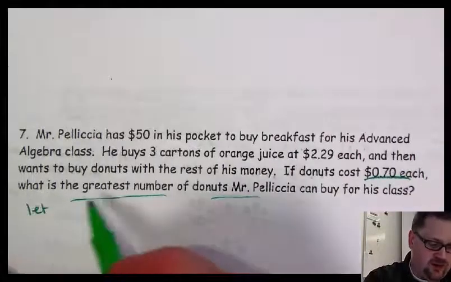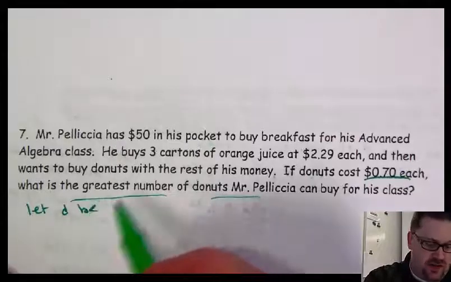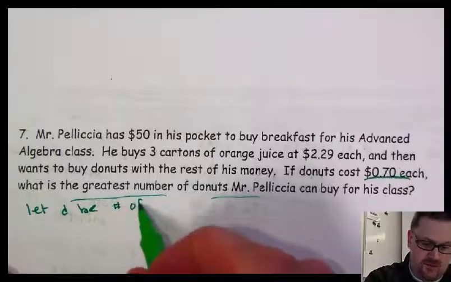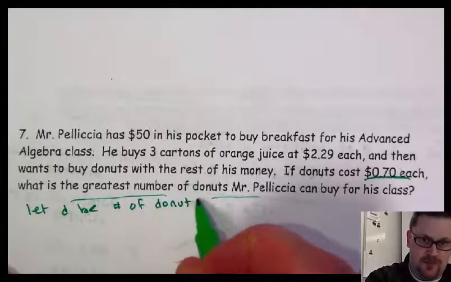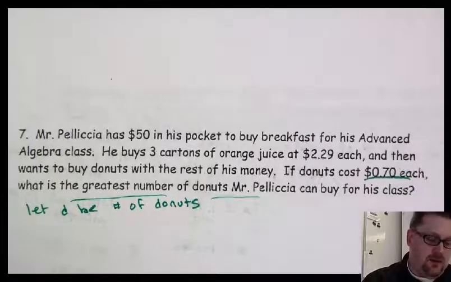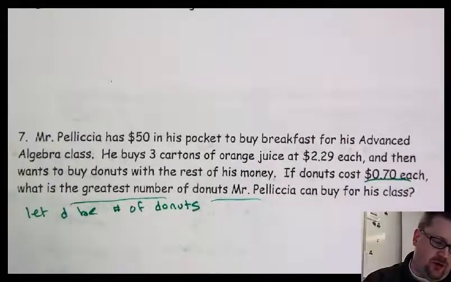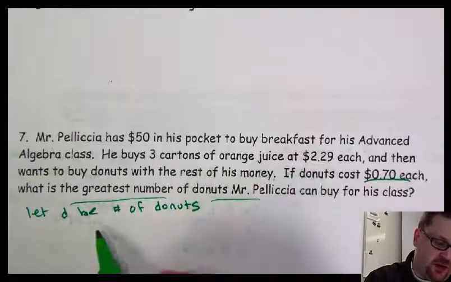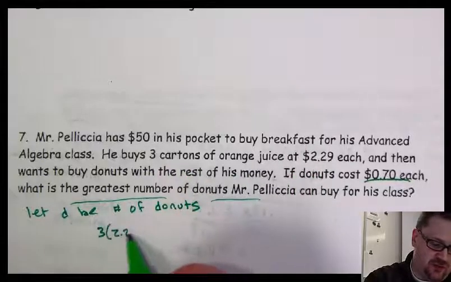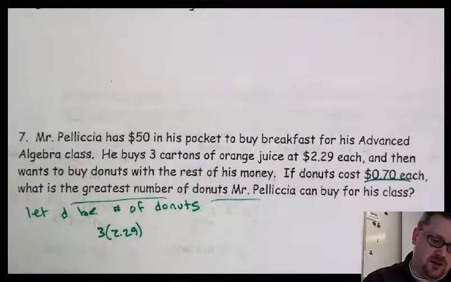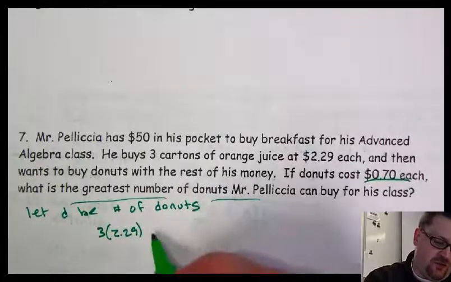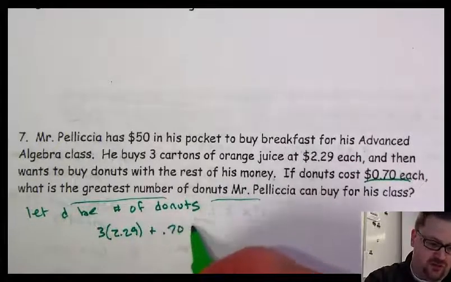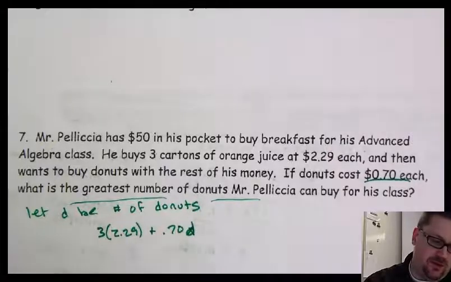We're going to let D be the number of donuts. Okay, and now we need to write our inequality. We are going to buy 3 cartons of orange juice at $2.29 each. So we have 3 times $2.29. And then we're going to buy some donuts worth 70 cents each. So we have the 0.70D.